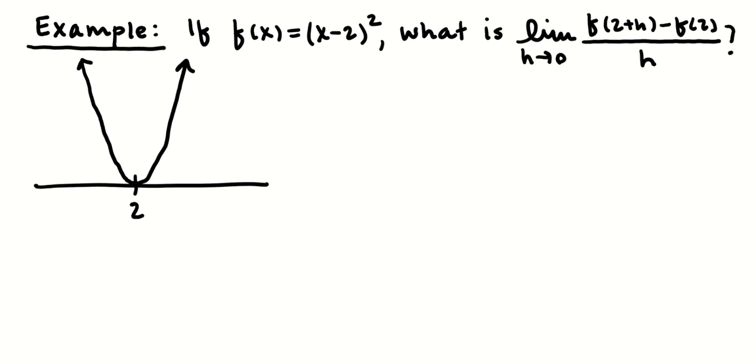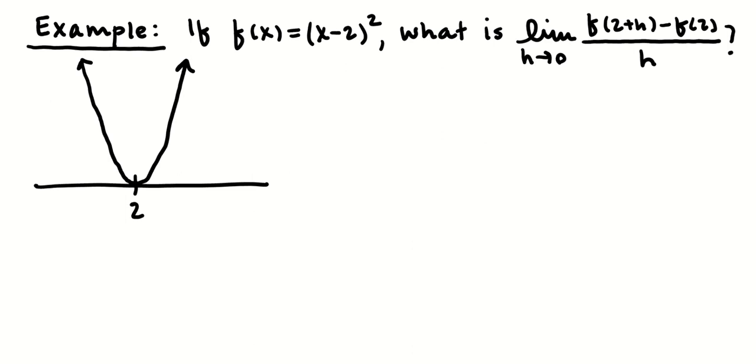So for a quick example, a way that I said you need to be able to recognize this formula, they could ask you, if f of x equals (x minus 2) squared, there's a picture of (x minus 2) squared, because I think you're going to need that. What is the value of the limit as h approaches 0 of f of 2 plus h minus f of 2, divided by h? Okay, so first we need to unpackage.